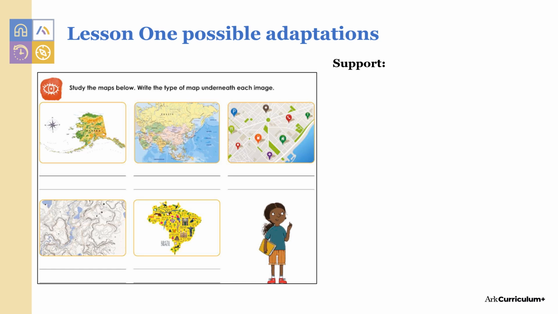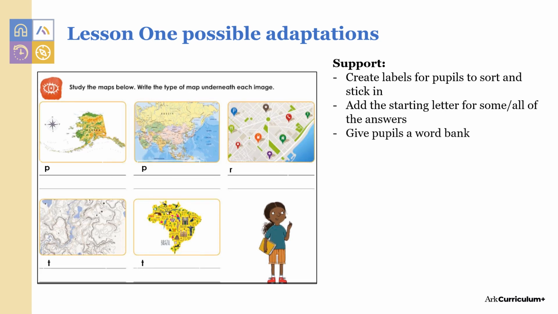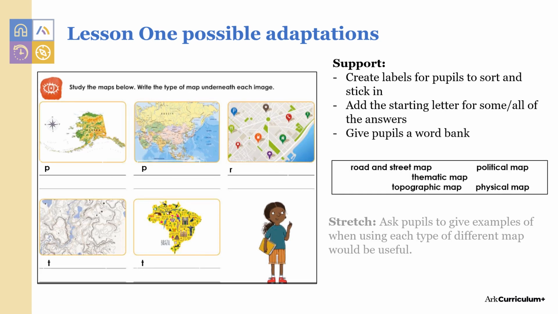For this activity, pupils should study the images of maps, then write the type of map below. Support pupils by creating labels for people to sort and stick in. Add the starting letter for some or all of the answers. Give your pupils a word bank. And stretch pupils by asking pupils to give examples of when using each type of different map would be useful.